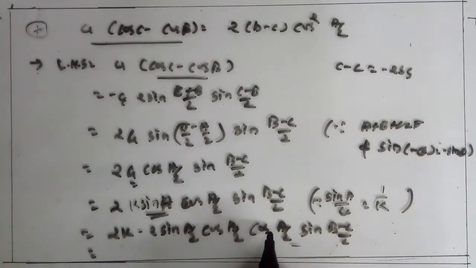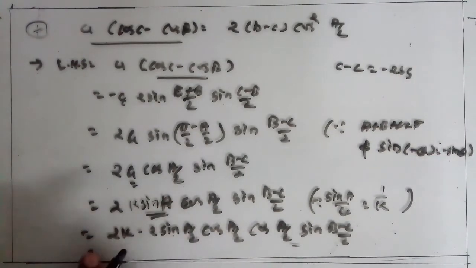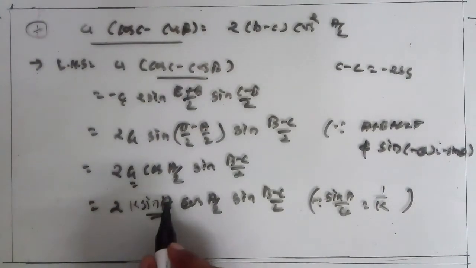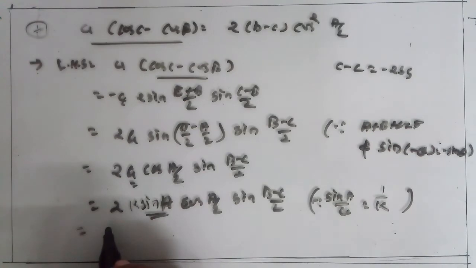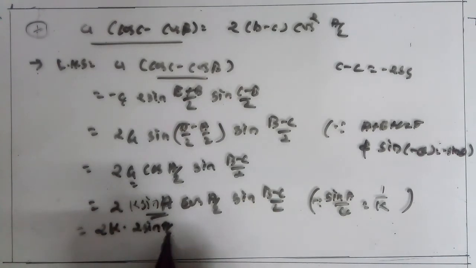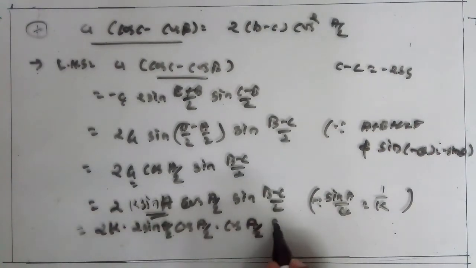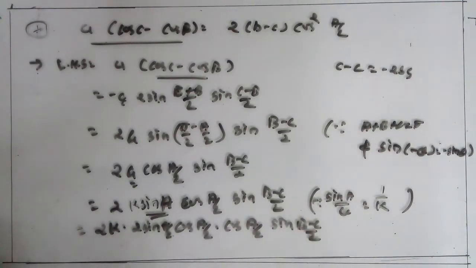Now cos into cos becomes cos square here. Now this A by 2 changes into B and C form. Here 2 into 2 becomes 4. Now sin A, apply the sin 2 theta formula. So 2k into sin A is equal to 2 sin A by 2 into cos A by 2 into cos A by 2, already given, into the last term sin (B minus C) by 2. Clear? Now simplify this.